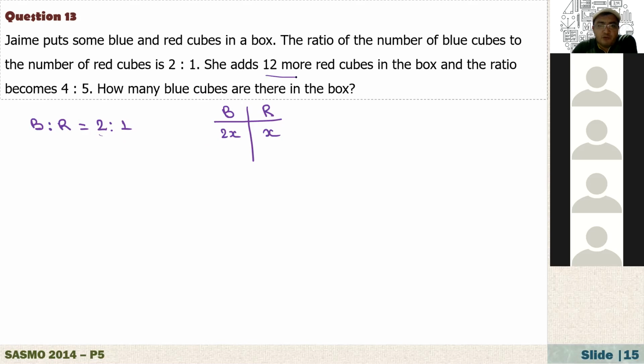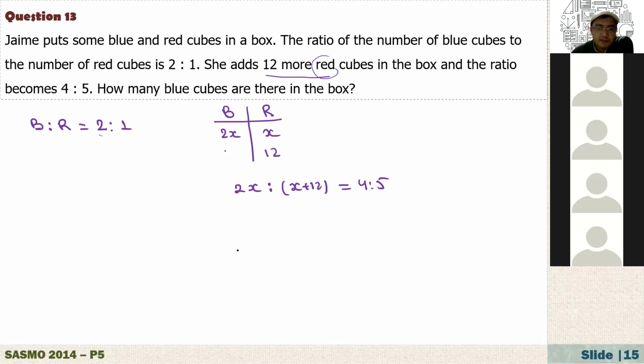And she adds 12 more red cubes. So we are adding 12 more red cubes in the box, and the ratio becomes 4 to 5. So that means that now we have 2x blue cubes and x plus 12 red cubes, because now we added some red cubes, right? So now it becomes 4 to 5. The question is, how many blue cubes are there in the box?